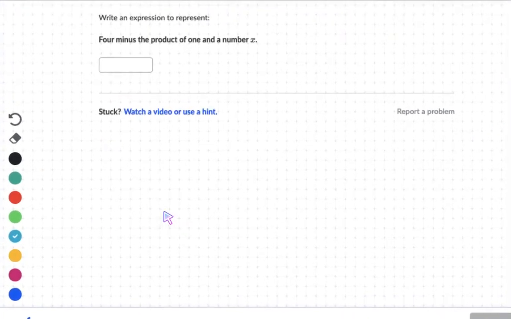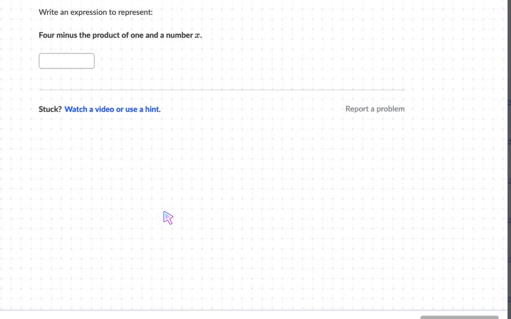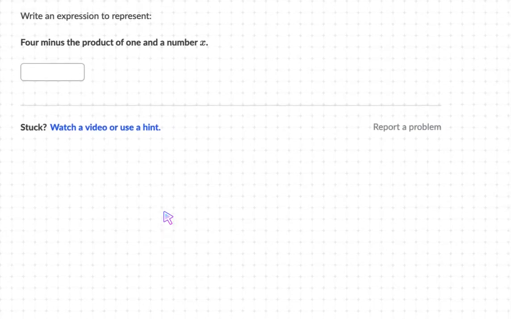Okay. So in this example, they want you to write an expression to represent 4 minus the product of 1 and a number x. I'm going to do this one with you since this is the very first one, and it seems like there's a lot going on here.